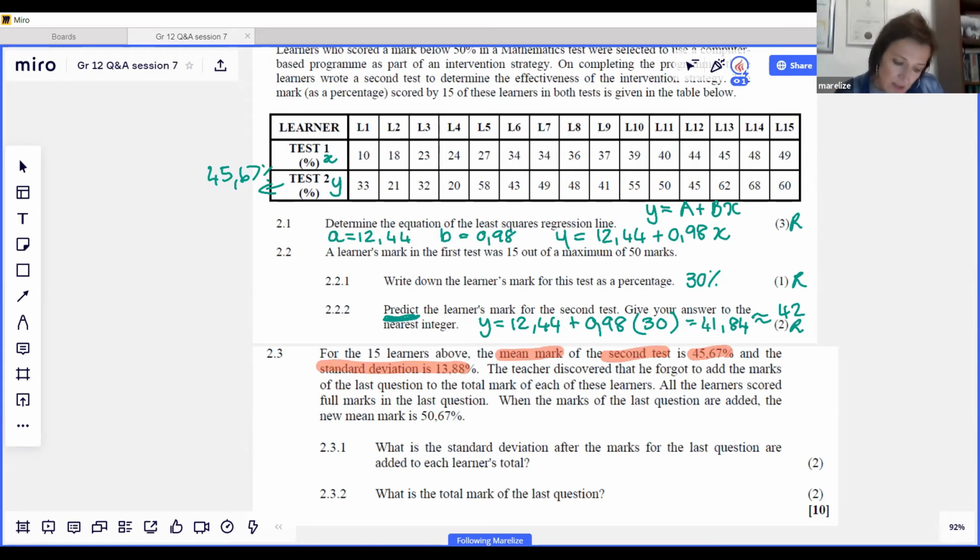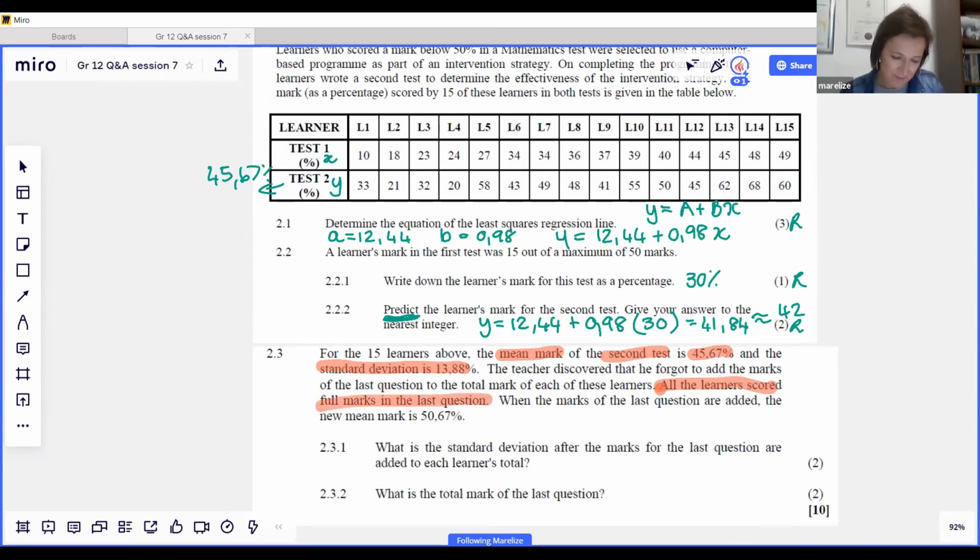Okay, so the teacher discovered that he forgot to add the marks of the last question to the total mark of each of these learners. That sounds like something I might do. I might forget to add marks to learners. And then I have a whole bunch of upset people in my class. But anyway, all the learners scored full marks in the last question. Wow. That's going to be you guys at the end of the year.